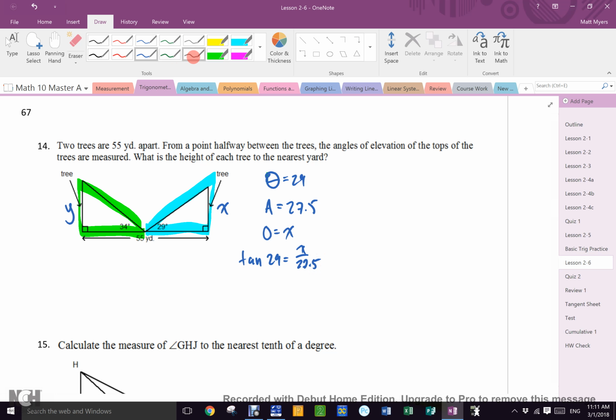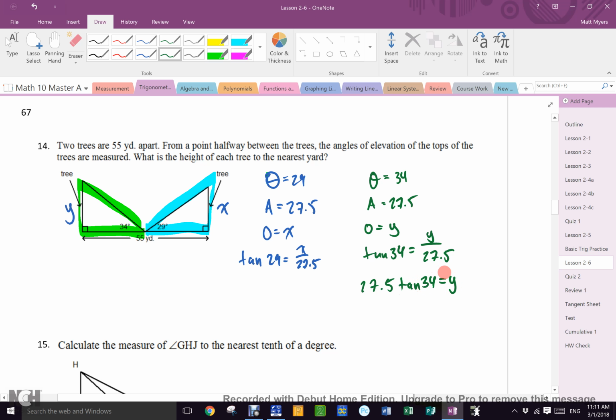Then I do my math. In the green triangle, my theta is 34, my adjacent is 27.5, and my opposite equals y. Tan 34 equals y over 27.5. 27.5 tan 34 will give me y, and 27.5 tan 29 will give me x. And all of you will know how to do it.